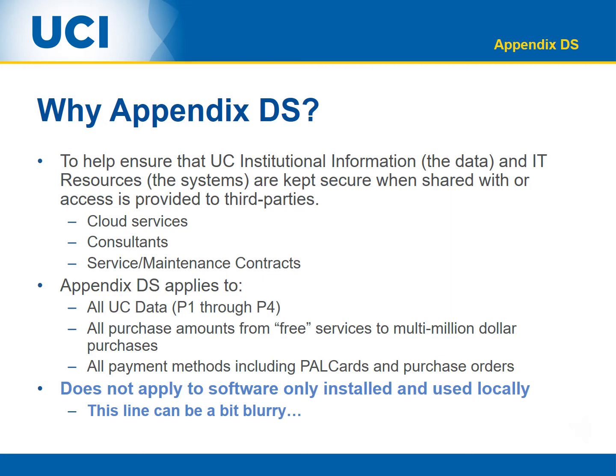We want all services that we might engage, anything from free services all the way up to multi-million-dollar purchases, to be covered. And in fact, free services can really be the most dangerous out there, because they also make a lot of their money by reselling information or doing things that UC may not approve of. It's all purchase modes, from PAL cards to purchase orders, so really everything is potentially covered by Appendix DS.